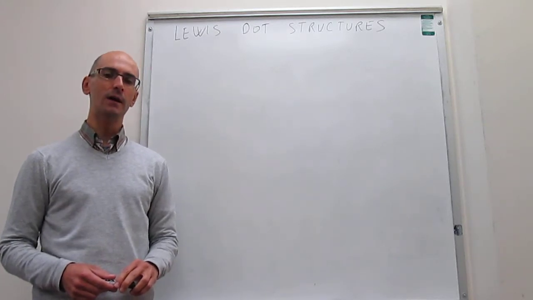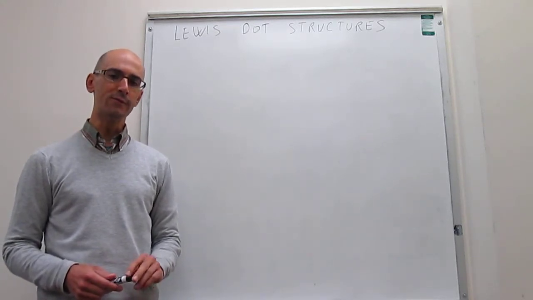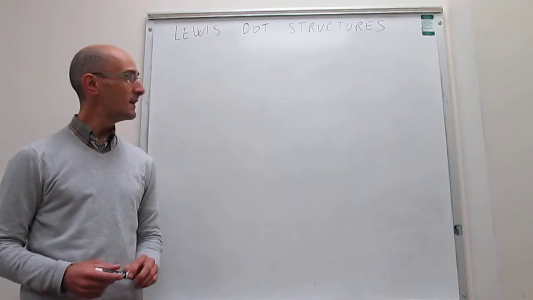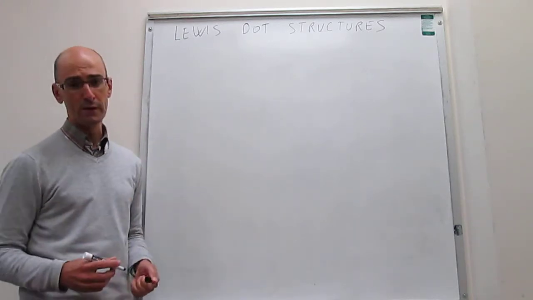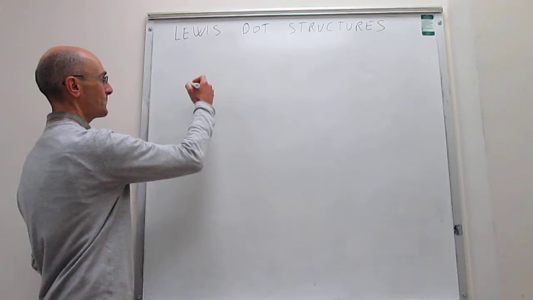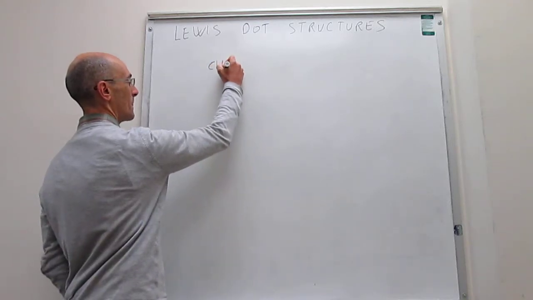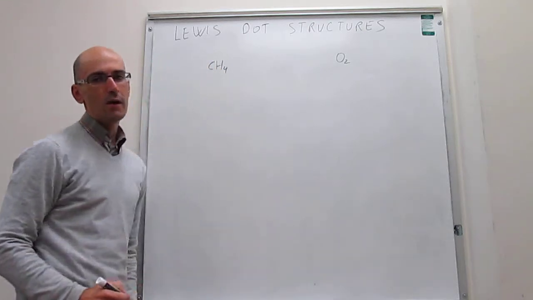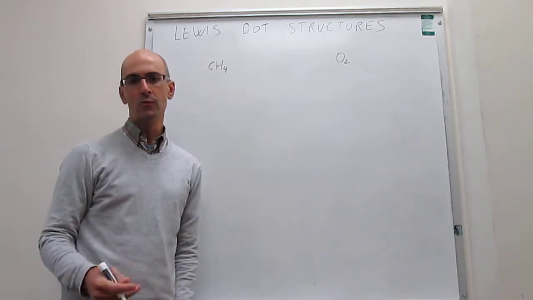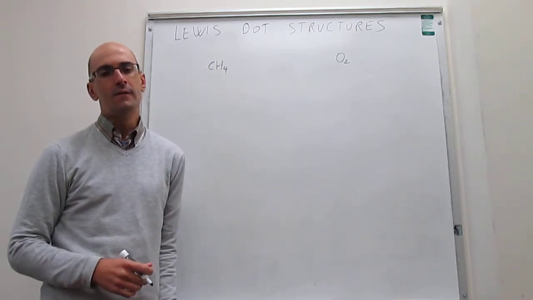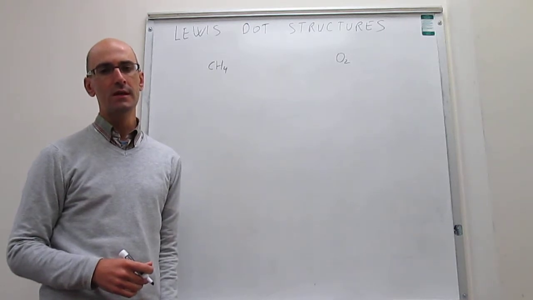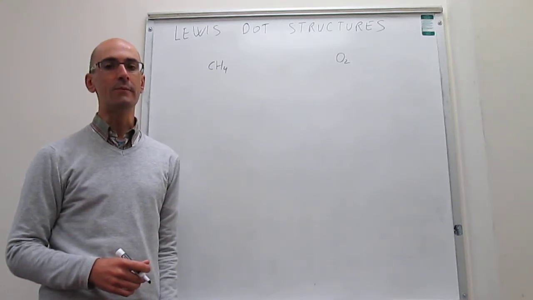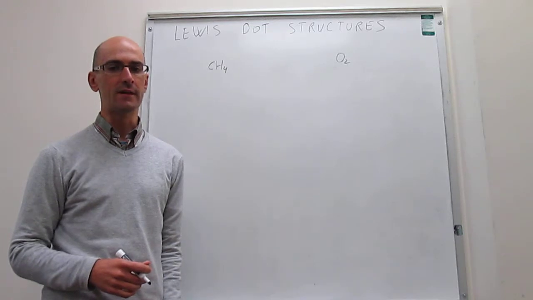All right, so let's get started here with the rules for Lewis dot structures. What I'm going to do is try to apply those rules to a couple of molecules like CH4, methane, and then molecular oxygen, O2. The first rule that guides the description of Lewis dot structures is that you need to count the number of valence electrons in the entire molecule.